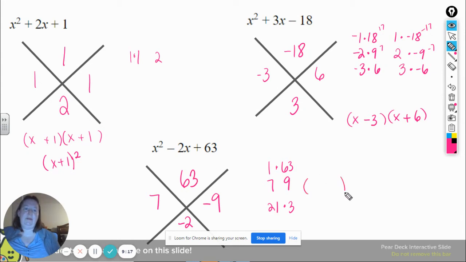Okay, so then I would write my factors, and it could be in either order. It could be x minus 9 here and x plus 7 there, or vice versa. No problem there. Okay.